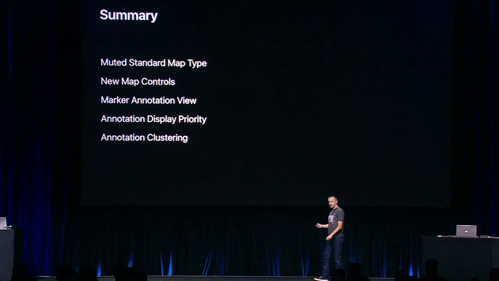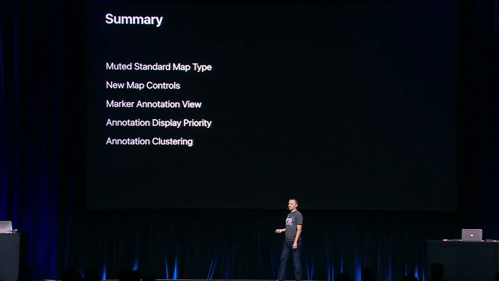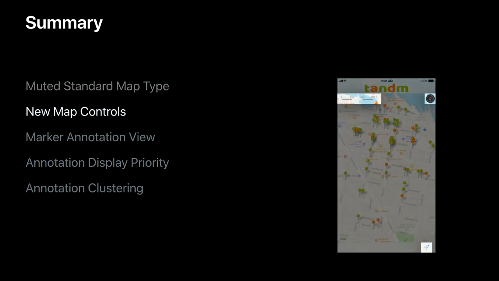So, thank you for being here. Today we covered a lot of things. First, we have the new map type, the muted standard that allows your data to stand out on your map in your application. We give you all of the map controls as proper views, so you can configure them and display them where and when it makes sense within the context of your applications.